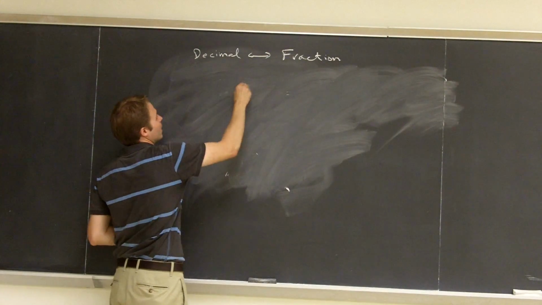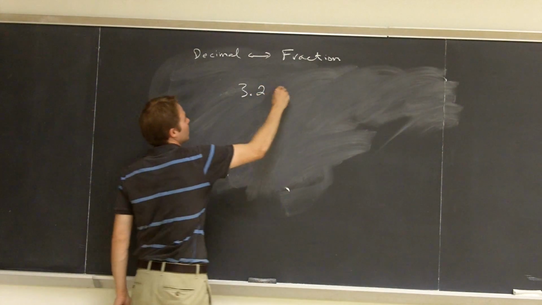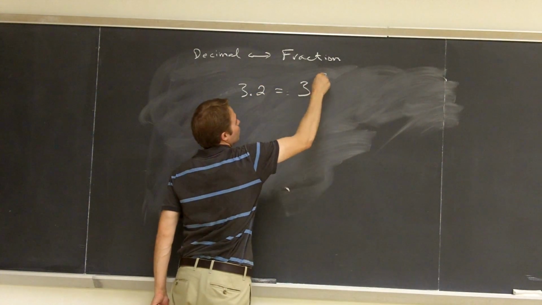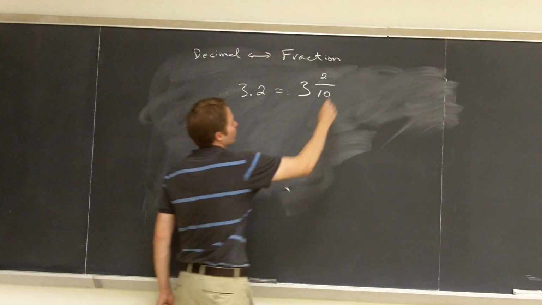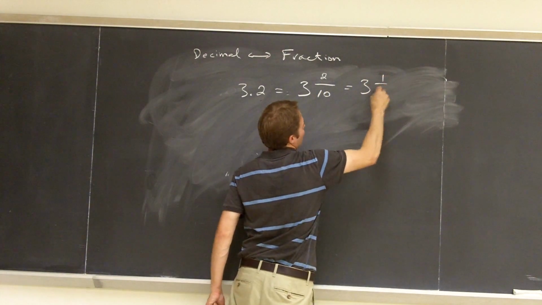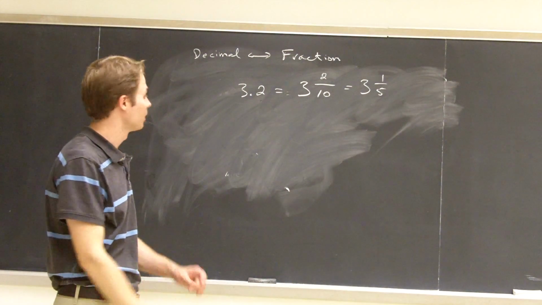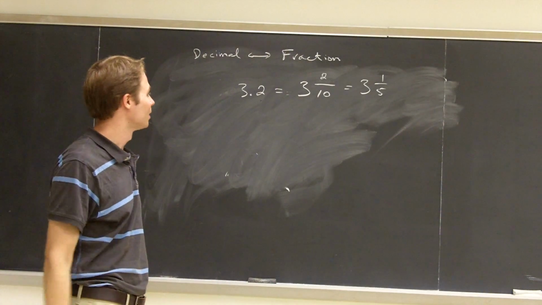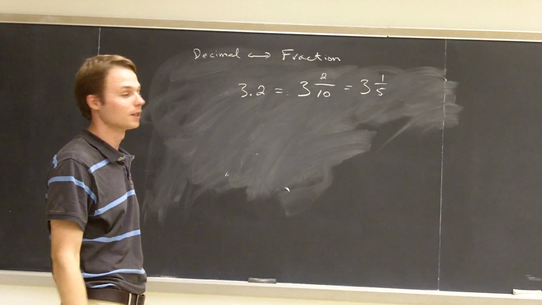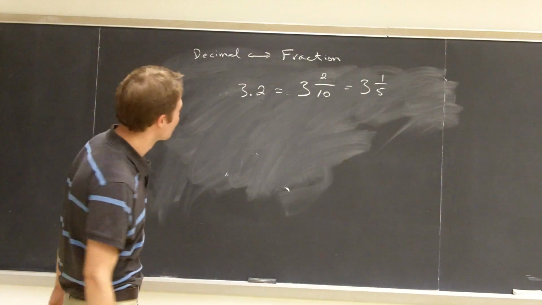For example, something like 3.2. This will just be again 3 and then 2 over 10 because we only go to the 10th place, which will reduce to 3 and 1/5. So we don't have to do too much work for that one. Usually the smaller the decimal, the less you have to think about how it's going to reduce, and usually a little less arithmetic, not always, but most of the time.